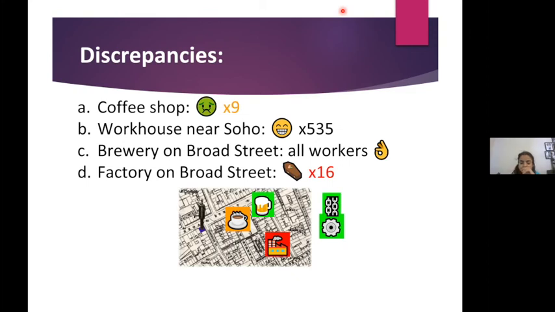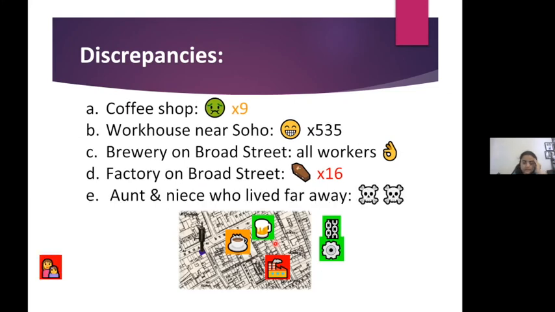Factory on Broad Street. Here, there is a factory. 16 people are dead. Extremely concerning. And finally, there is an aunt and niece who live far away. They don't even live on Broad Street. They have the same symptoms and they have died. So I would say number A and D you can explain, that, oh, they used the Broad Street pump, but what about B, C, and E, right? So these are your discrepancies.